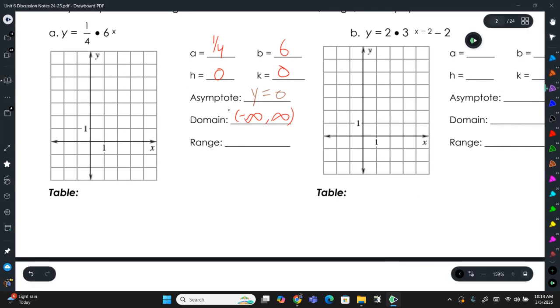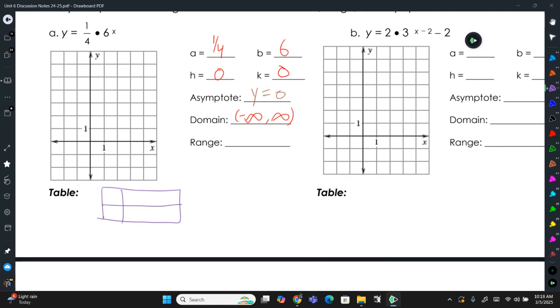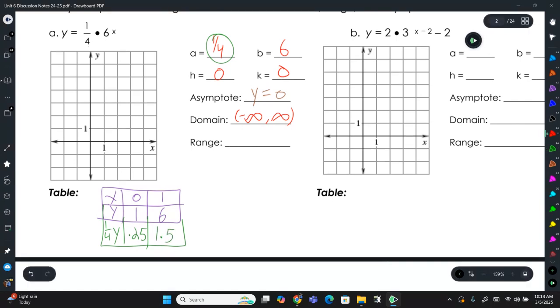So now our table. We're going to make a table. X, Y. We said 0, comma 1, and 1, comma b. But our b value is 6. Now we're going to take those y values and multiply them by our a value, which is 1/4. 1 times 1/4 is 0.25. 6 times 1/4 is 1.5. So I'm going to now cross off the middle row and plot 0, comma 0.25 and 1, comma 1.5.